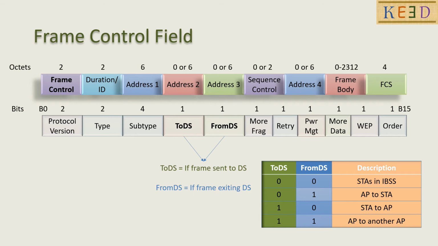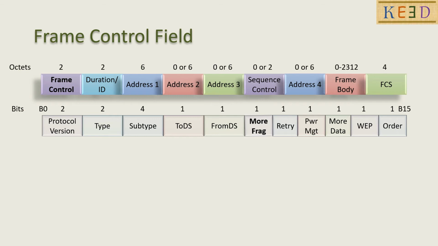When the transmission happens between two APs in an ESS, then both are DS. So, to DS and from DS both are 1. More fragment is 1 in the frame if there is a fragment remaining for the current packet. Retry bit is 1 if the frame is a retransmitted frame.